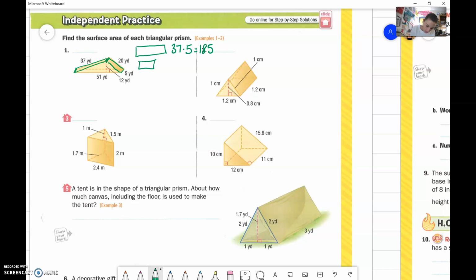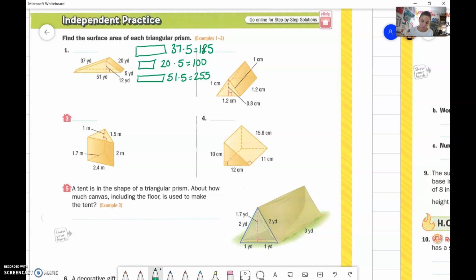And then let's do this rectangle right here. Notice that that is a 20 times 5, and 20 times 5 is 100. And then notice the bottom rectangle right here is a 51. It's a real long one. It is a 51 times 5, which equals 255. Okay, now we're going to try to take a look at the triangles.